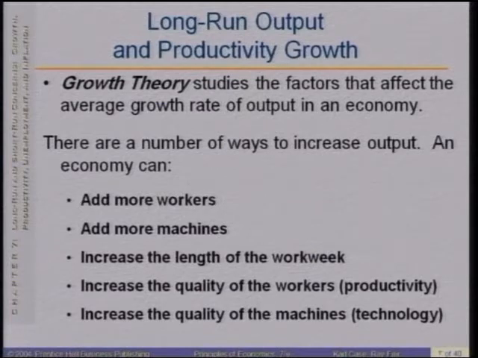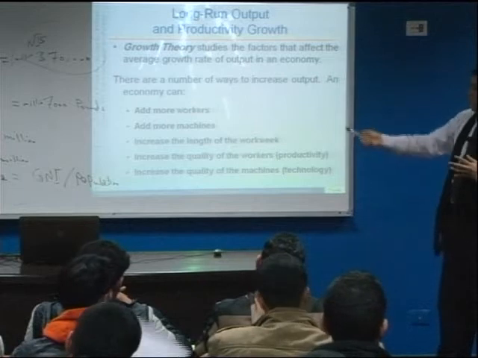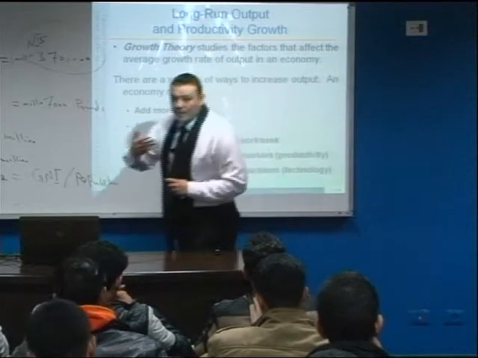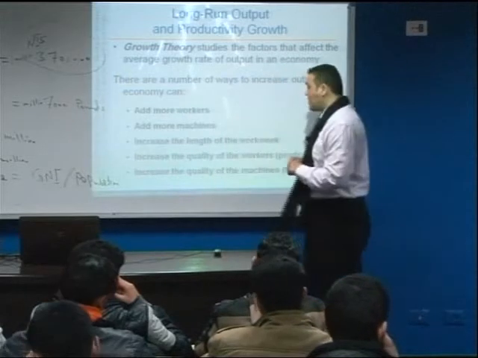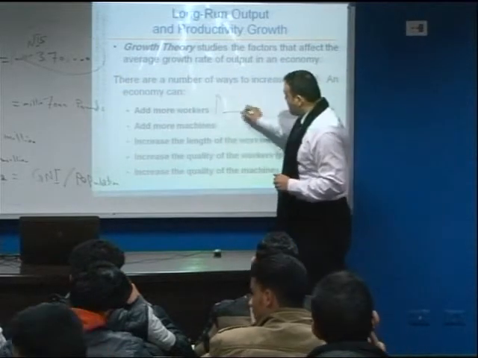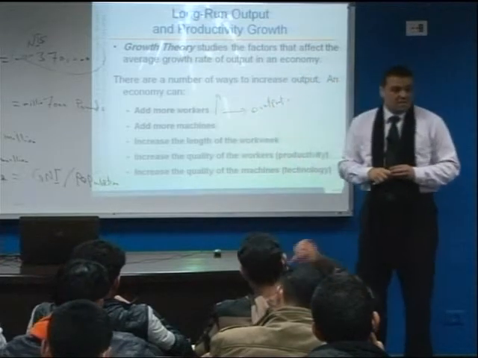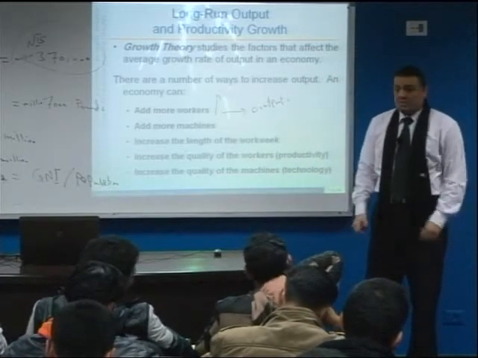Growth theory studies the factors that affect the average growth rate of output in the economy. بدنا نشوف العوامل اللي بتأثر في النمو. We have many factors that affect the growth rate in the economy. Number one, the number of workers. If the number of workers increases, this leads to increasing output or output growth, right? This is the first factor affecting the growth of output.